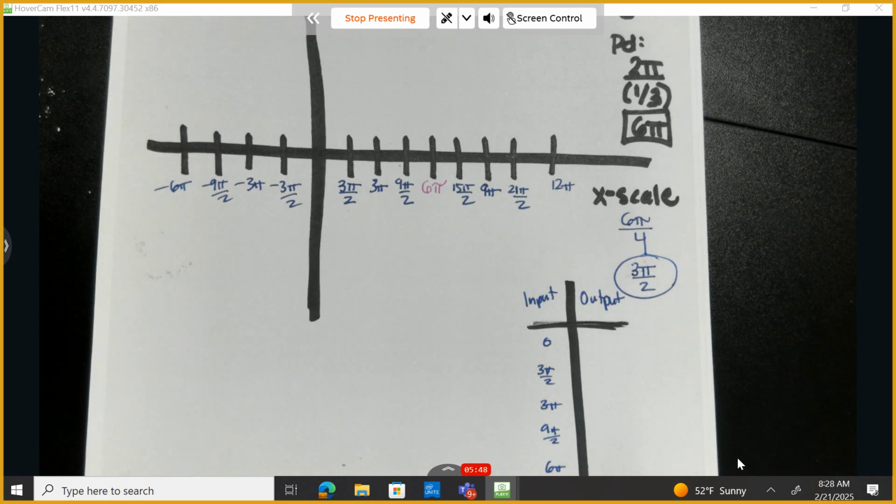Using your arm right now, how would you describe the two different ways that one cycle of a sine function can look? Turn to your partner. Use your arms. What do they look like? Go. Turn to your partner, look in the eyes. What does it look like?